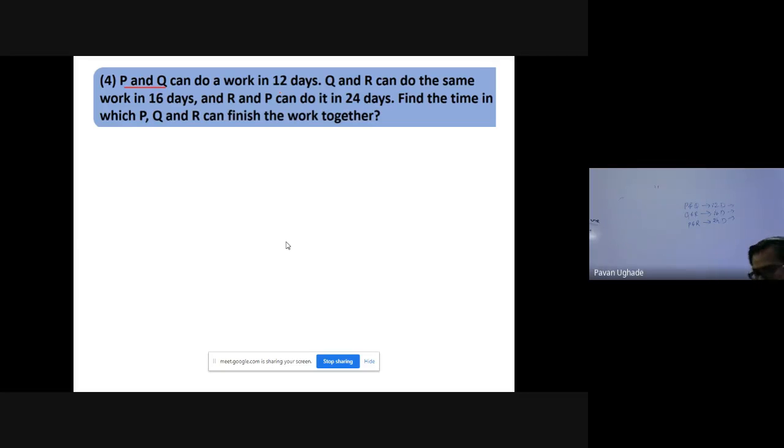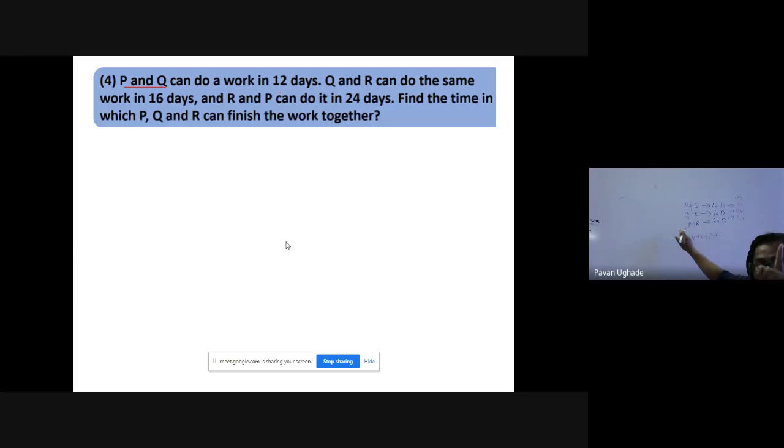Don't worry. First consider that if P and Q work together, the work done in 1 day is 1 by 12. The work done by this pair is 1 by 16, and the work done by this pair is 1 by 24, right? So I'll simply sum up the things. Because they were together, I'll add P plus Q, plus Q plus R, plus P plus R.